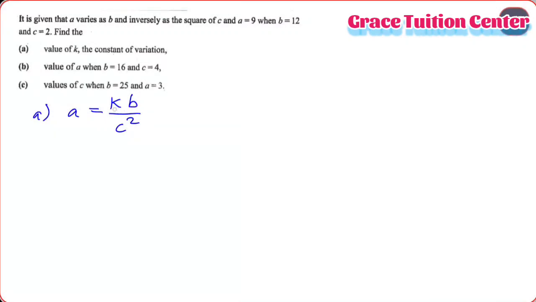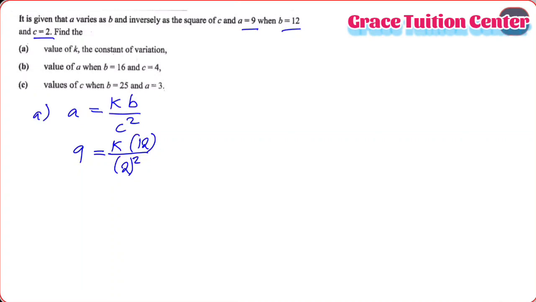To get the value of K, which is the constant of variation, we'll use these values that we are given here: the 9, the 12, and the 2. So we'll substitute in our formula. Where there's A, we put 9. Where there's K, we don't know the value of K, so we just leave it there. Where there's B, we put 12. And where there's C, we'll write our 2 squared there.